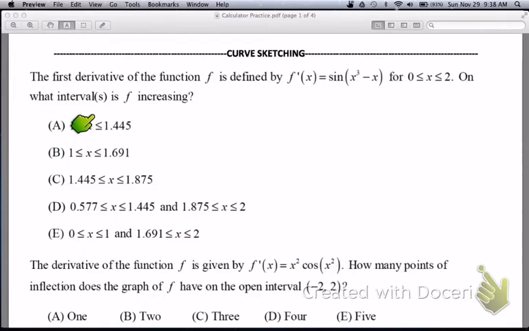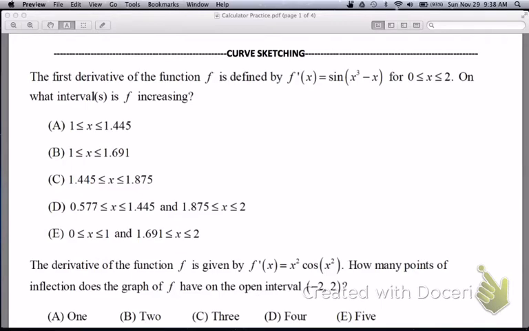If I'm looking at what interval this is increasing on, and I'm given the first derivative, I know that the original function f is increasing wherever the first derivative is positive. So essentially I need to look for where this function is positive, or in other words, where it's above the x-axis. I'm given the x values from 0 to 2. I'm going to go ahead and plug this into my calculator.